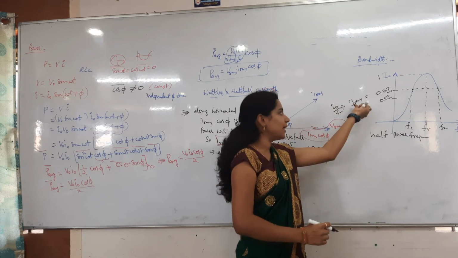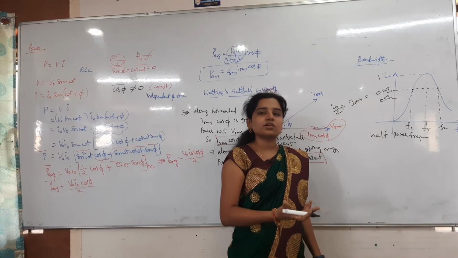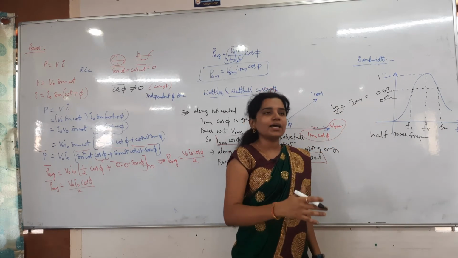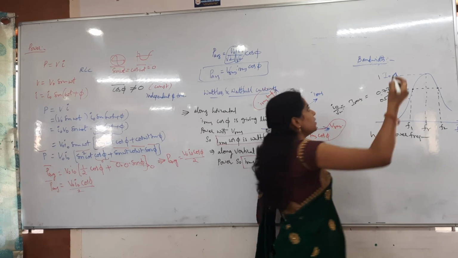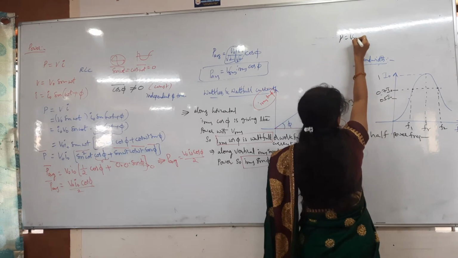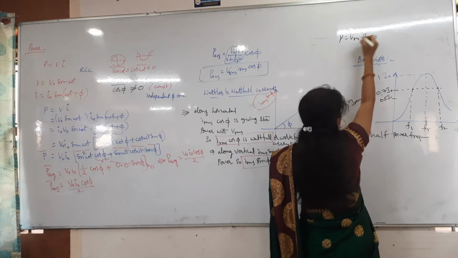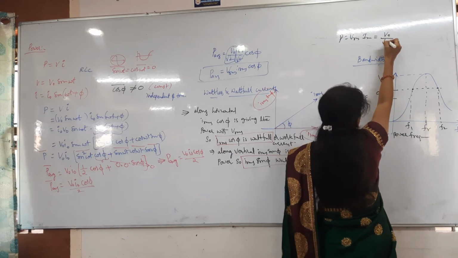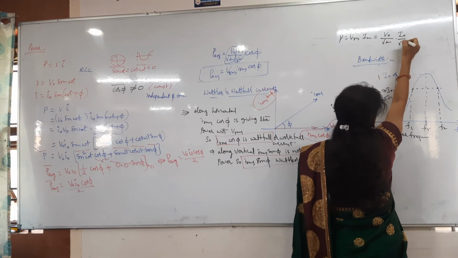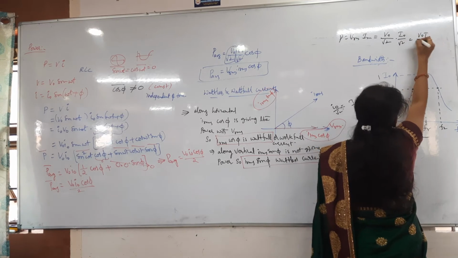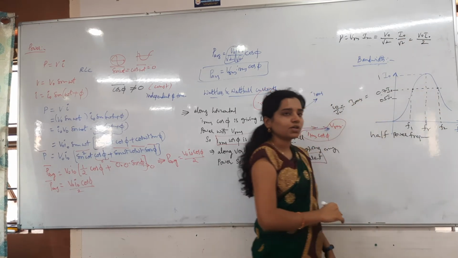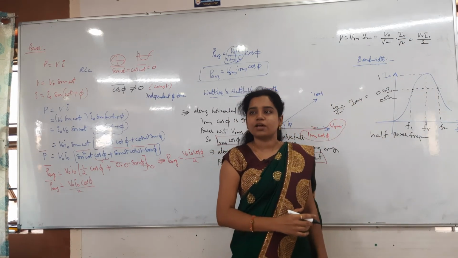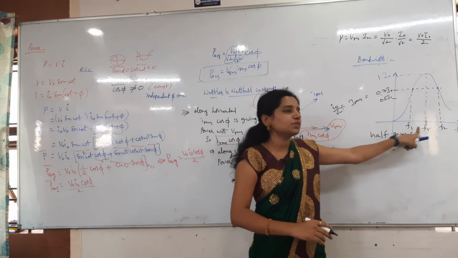Why? Because here IRMS, obviously voltage also, how much? VRMS. IRMS and then VRMS. P is equal to VRMS and then IRMS. What is the VRMS formula? V naught by root 2, I naught by root 2. Then what will you get here? V naught I naught by 2 only. Nothing but how much power are we getting? Half power or full power? Half power exactly at these frequencies.